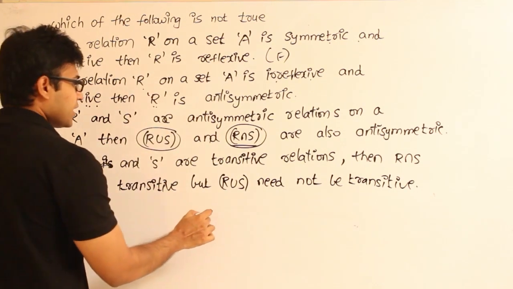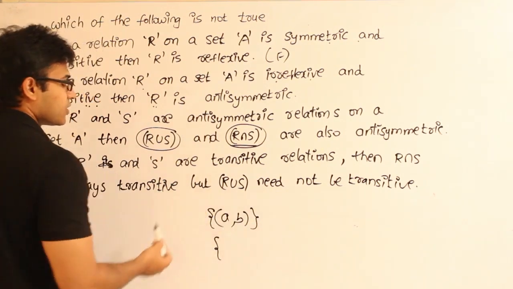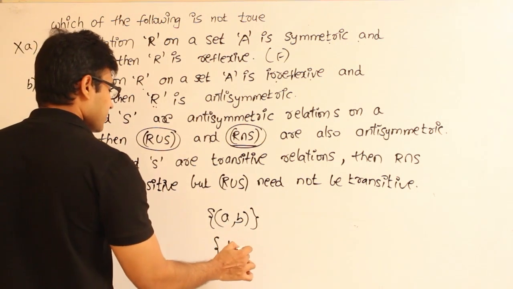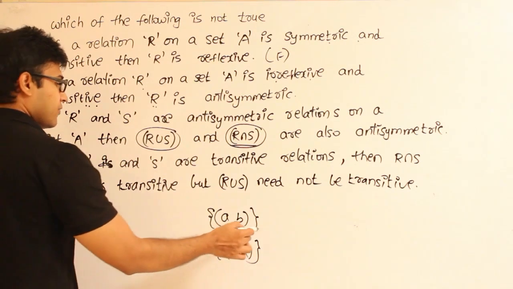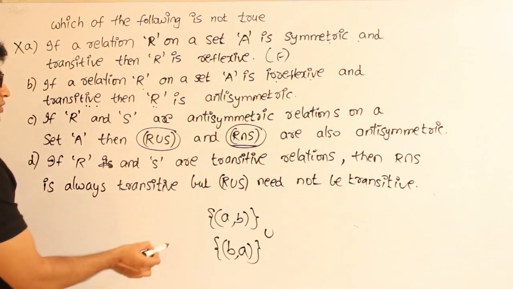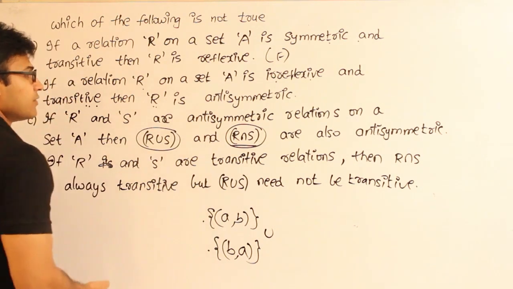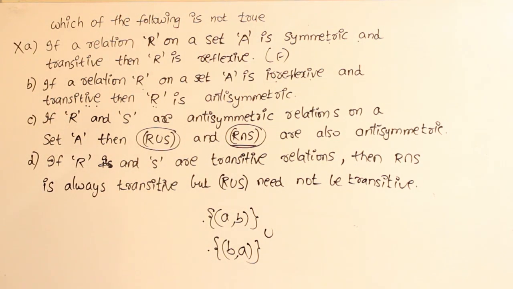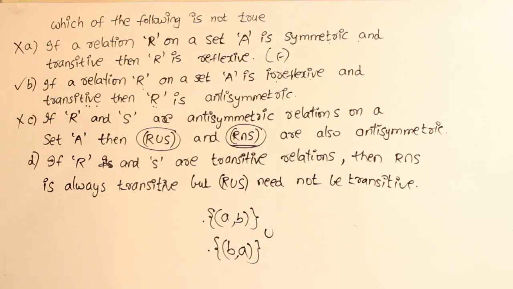The reason is simple. If you have a relation (a, b), this is antisymmetric because it does not have symmetric pairs. If you have a relation (b, a), this is also antisymmetric, right, because it does not contain a symmetric pair. When I take the union of these, they are going to introduce symmetric pairs. Therefore even though the relations are antisymmetric individually, the union need not be antisymmetric. Therefore this is false, right?